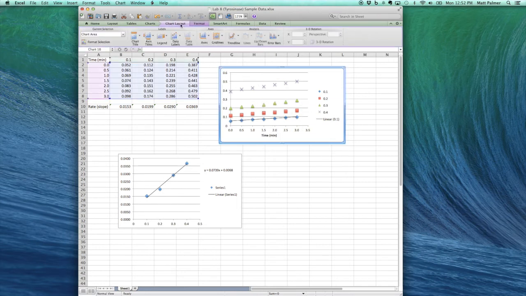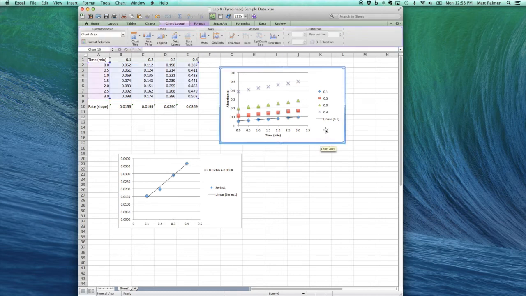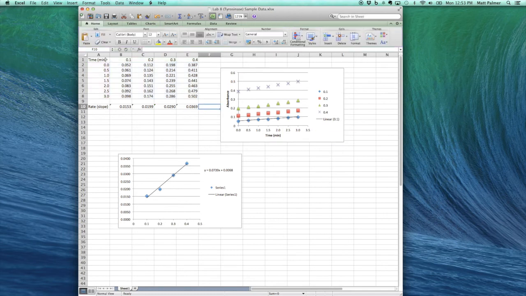You might also want to add a vertical title. This is absorbance. The absorbance units we're not going to concern ourselves with. We're just going to say absorbance units. So this is absorbance. And then I can take this and I can put it right into my report. I can take my table data and put it into my report too. This is where it really saves time doing this in Excel.